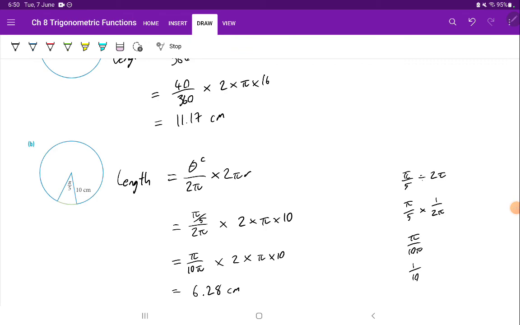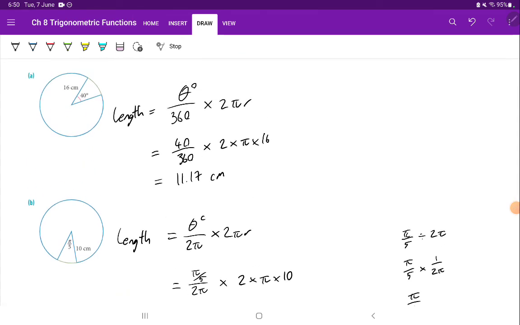Alrighty, so these are our different rules that we could use to work out lengths of arcs.